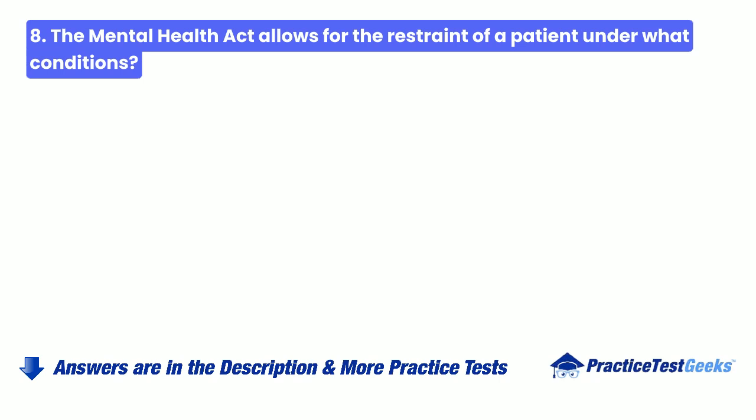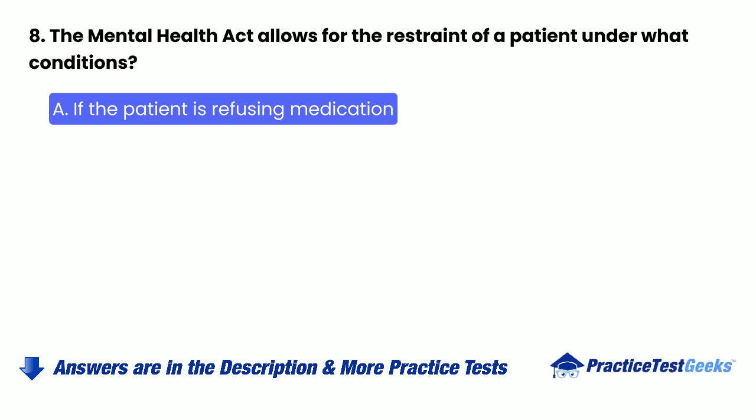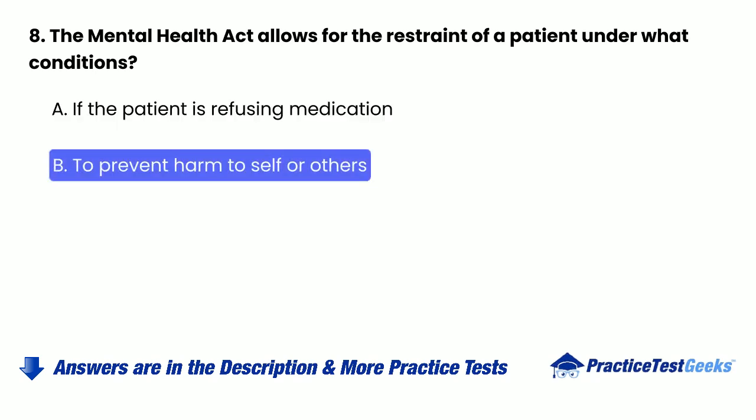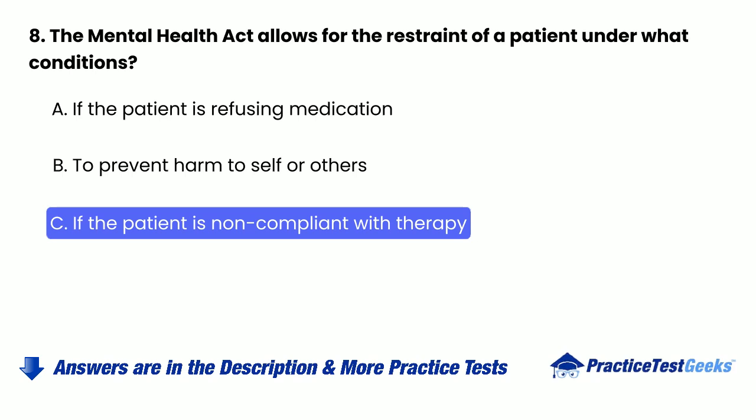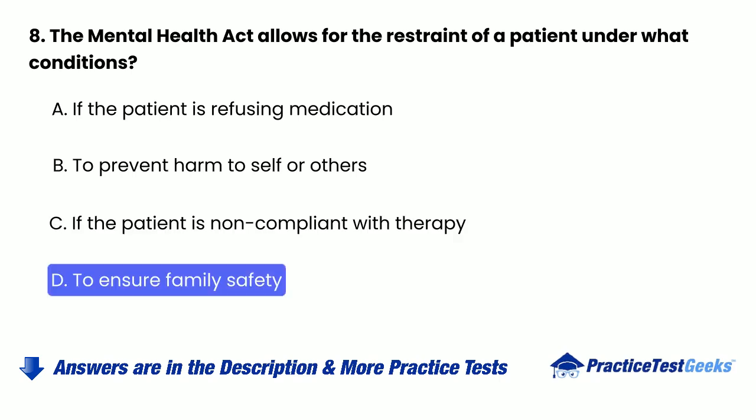8. The Mental Health Act allows for the restraint of a patient under what conditions? A. If the patient is refusing medication. B. To prevent harm to self or others. C. If the patient is non-compliant with therapy. D. To ensure family safety.